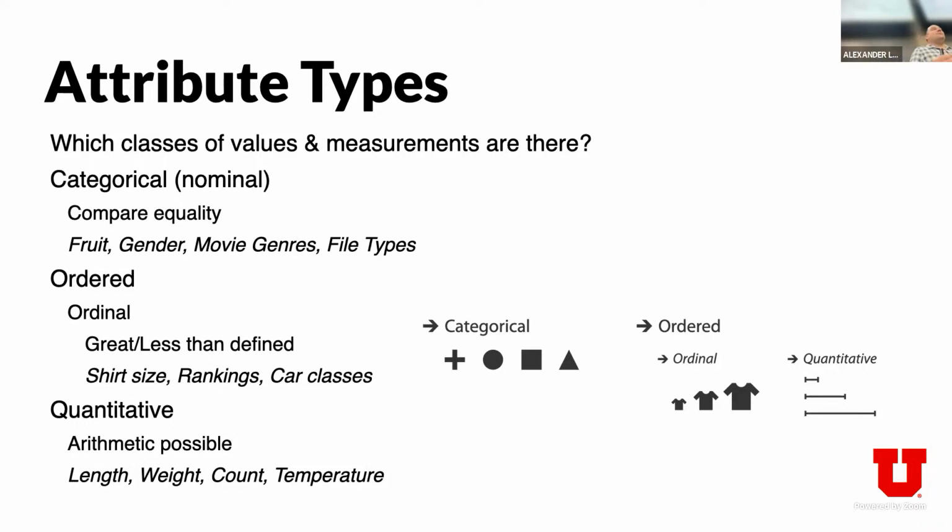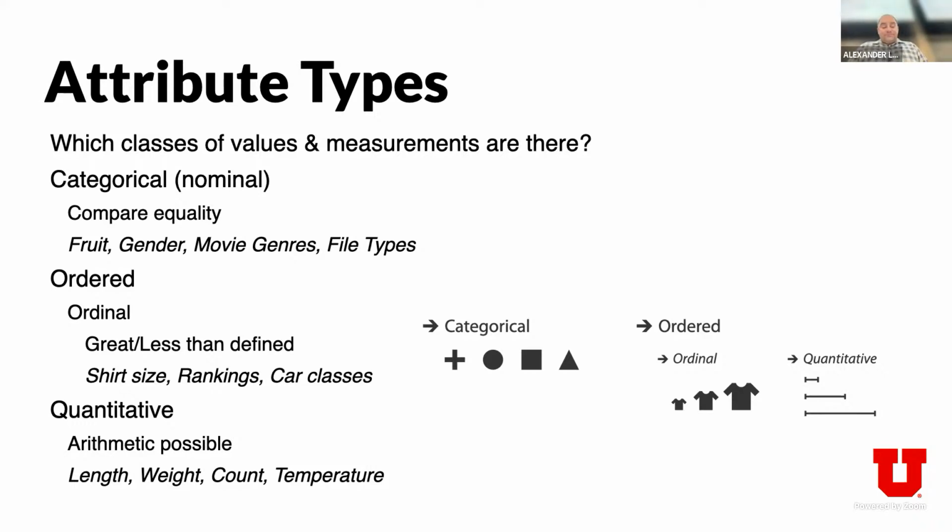For example, a shirt size doesn't tell you all that much by itself, but you know that a large shirt is bigger than a small shirt. Or a ranking doesn't make a statement about how much better something is than something else. It just tells you that in this ranking, this one comes first. Or car classes, is it an SUV or a sedan? Those are in some sense ordered by their size.